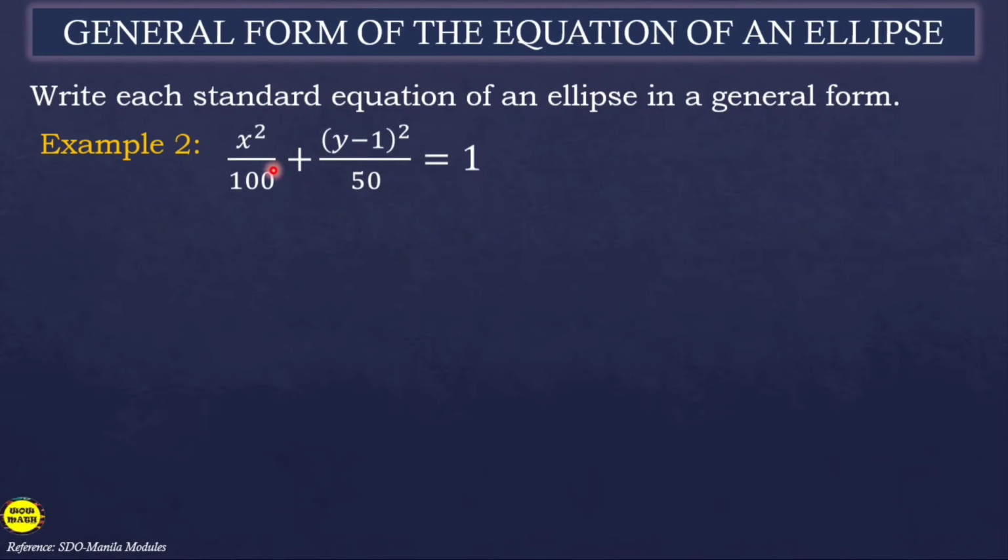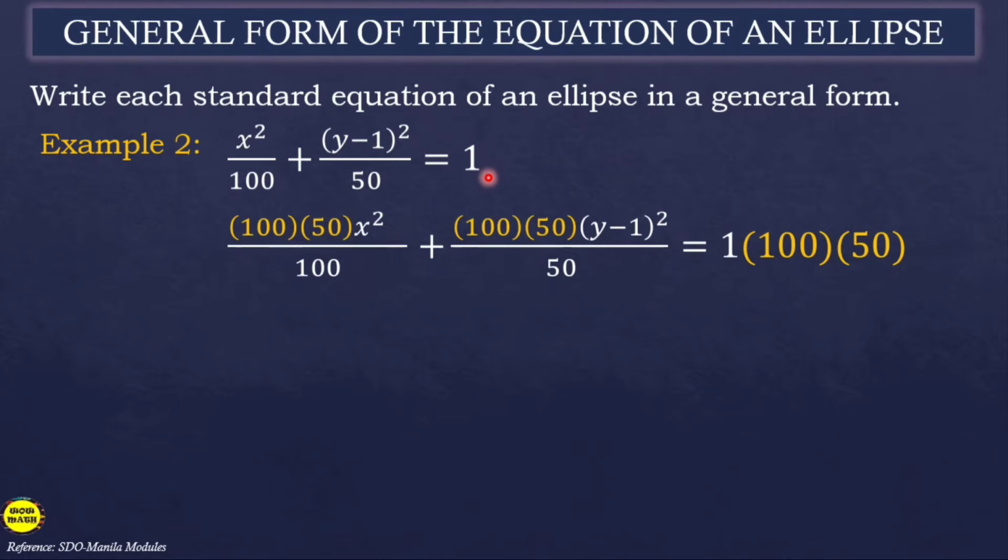Another, we have x squared over 100 plus the quantity of y minus 1 squared over 50 is equal to 1. So same nung ginawa natin kanina, kukunin natin yung denominator and imumultiply natin sa lahat ng side ng equation natin. Okay, so 100 times 50 times, copy natin ito, x squared over 100 plus 100 times 50 times, copy din lahat ito, y minus 1 squared over 50 is equal to 1 times 100 times 50. So maka-cancel natin yung 100 and then yung 50.